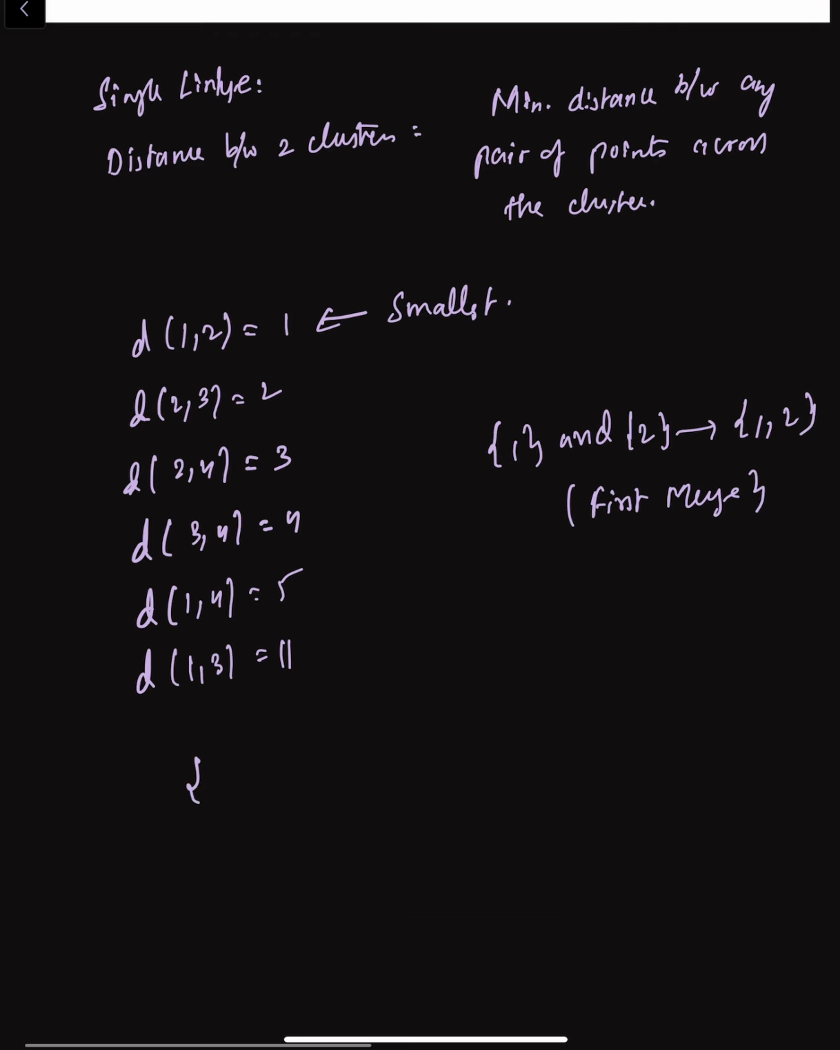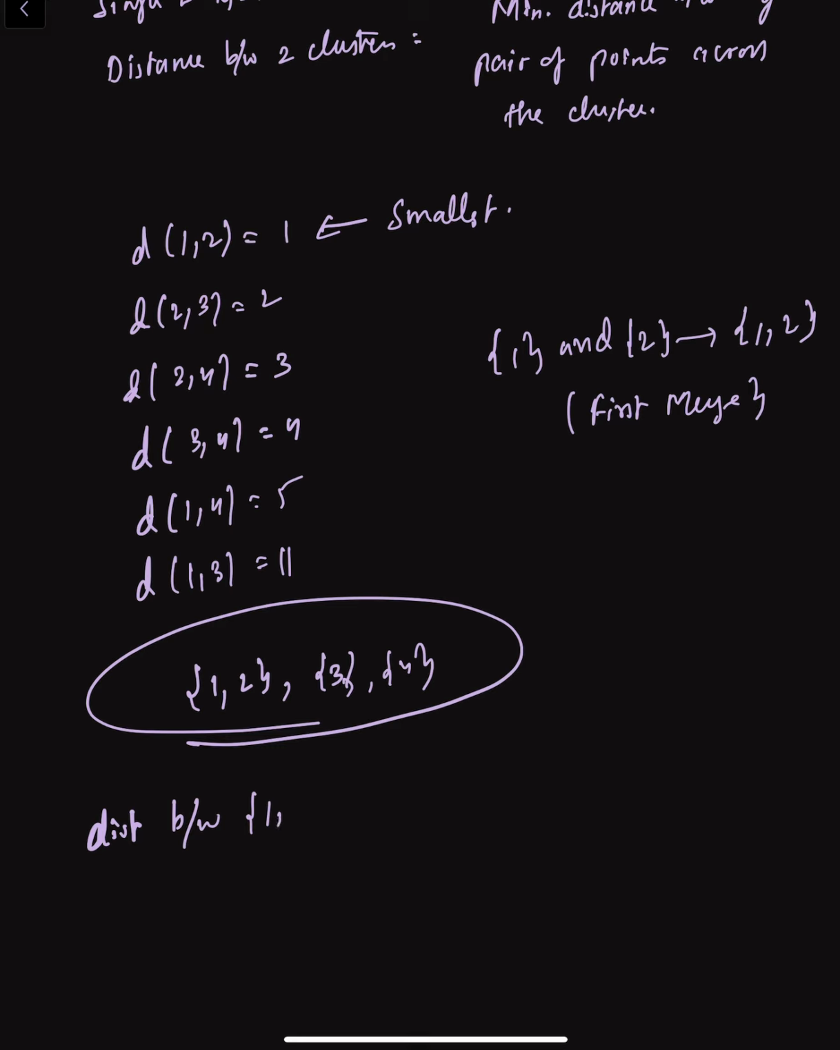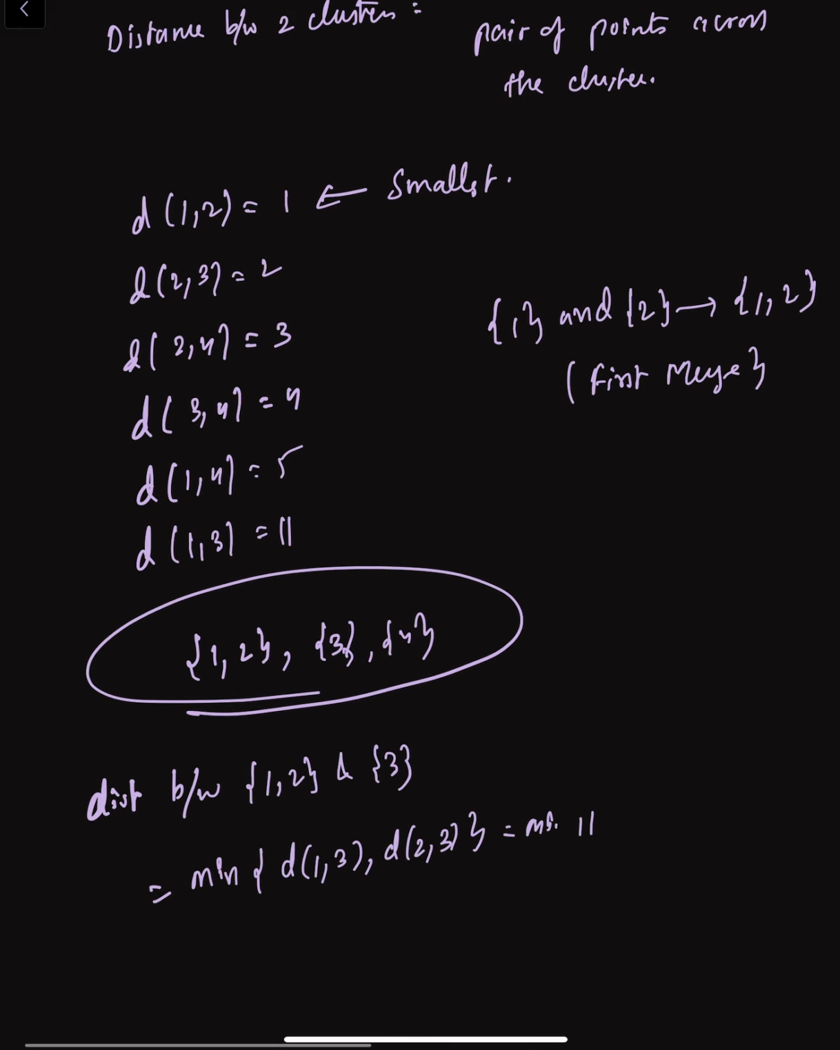So the clusters now are {1, 2}, 3 and 4. Now we need to compute the distances using single linkage. First, the distance between {1, 2} and 3 is nothing but the minimum of d(1, 3) and d(2, 3). So d(1, 3) is 11 and d(2, 3) is 2, so that is nothing but 2.